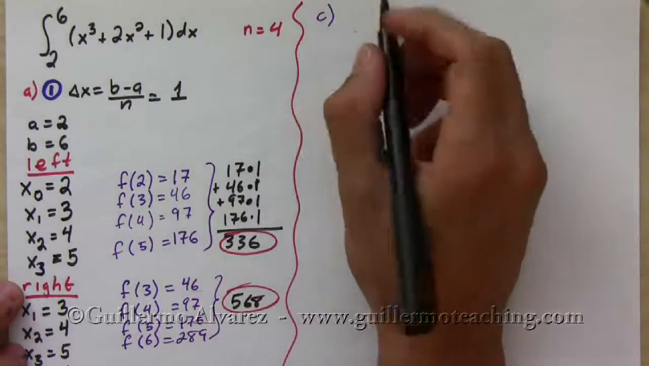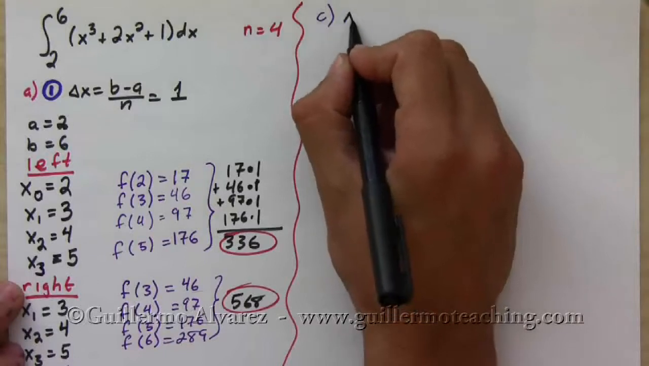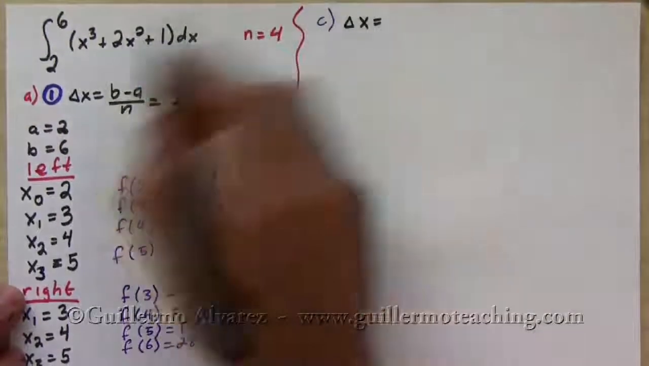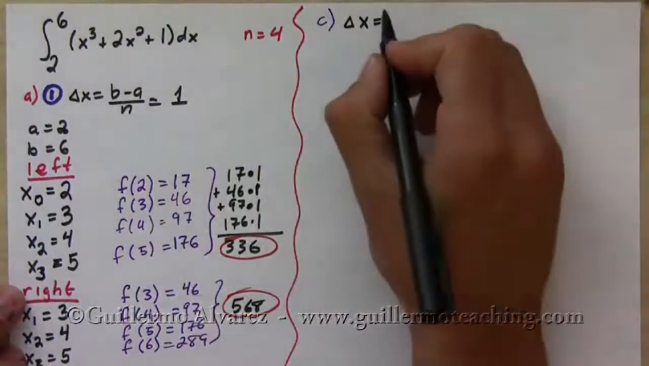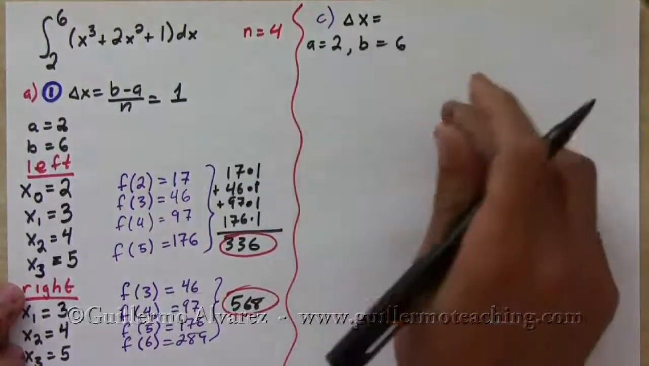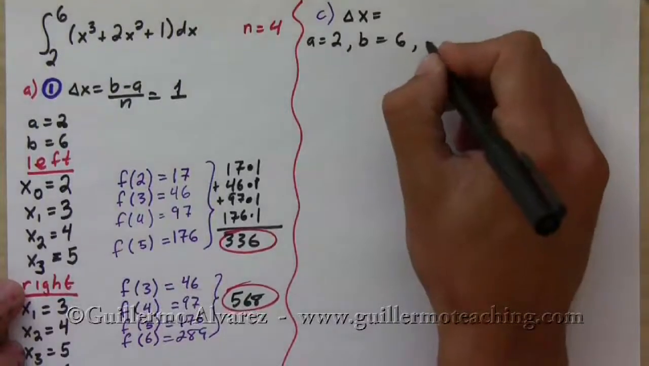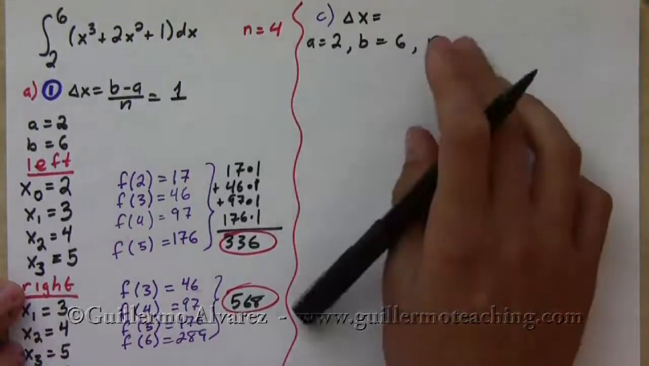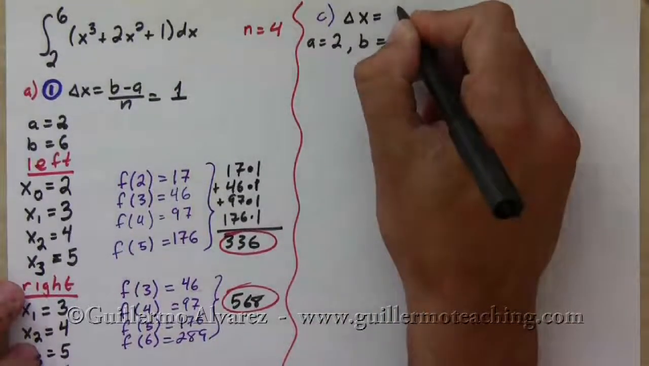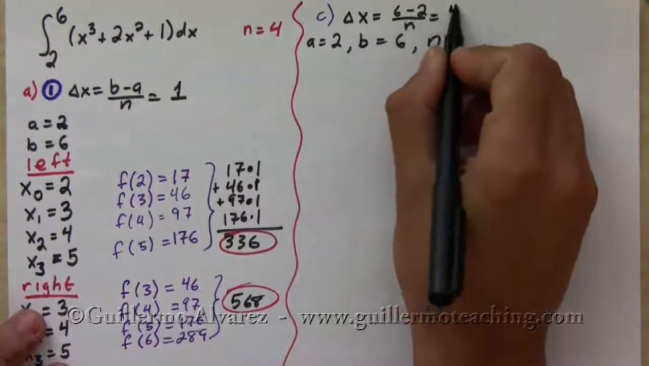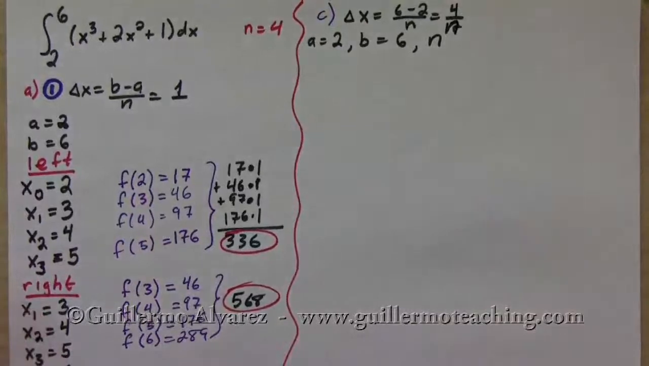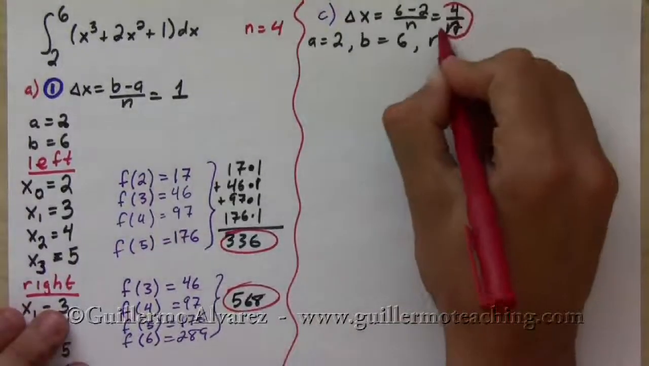So remember that we need delta x, and the key is that you don't use n equals 4. So we know that a is equal to 2 and b is equal to 6. That's not going to change. But we don't give a value for n because n is going to be a variable. That's going to represent the number of rectangles. So delta x is going to be 6 minus 2 over n, which is 4 over n. Okay, so I have delta x.